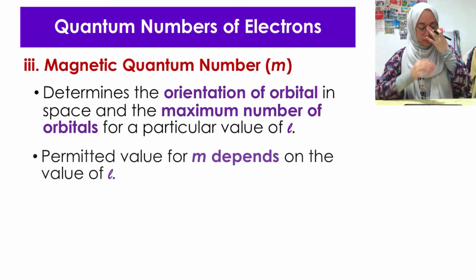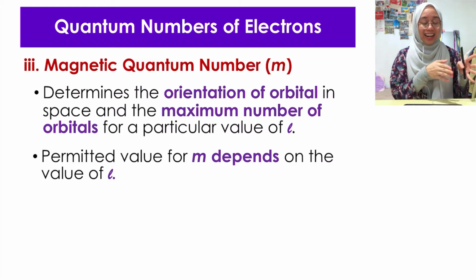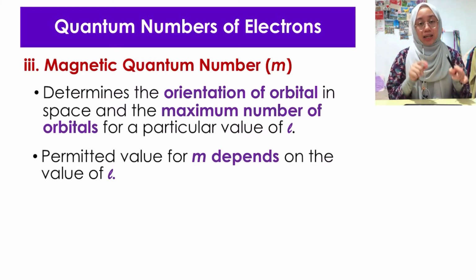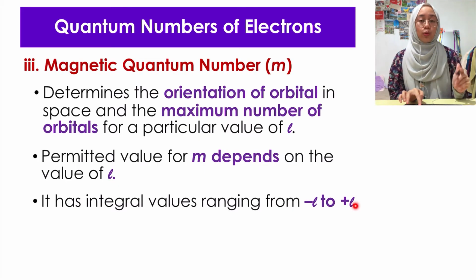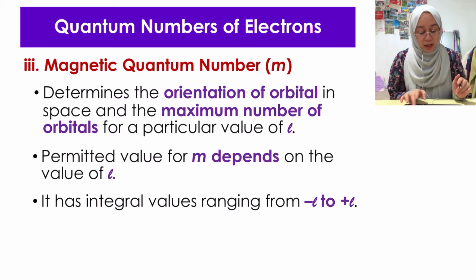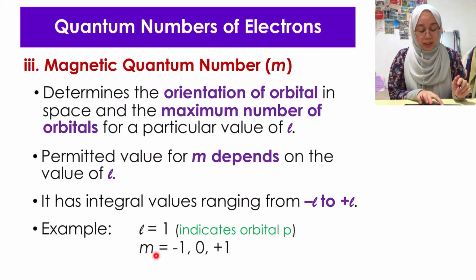Okay, so kalau L depends dengan N, M pula depends dengan L. Okay, so it has integral values ranging from L, negative L to positive L. Okay, and then including apa value yang ada in between lah. Okay, so for example, let's say L value is 1. It indicates the orbital P, kan? Okay, and then kalau macam tu, M dia boleh jadi negative 1, 0 and positive 1.